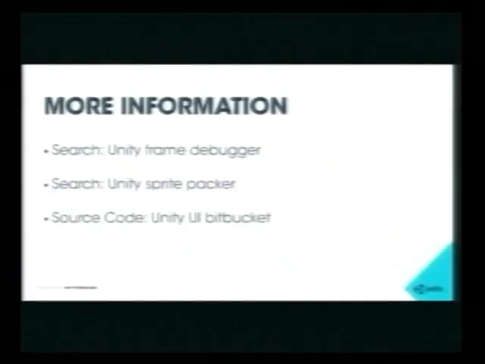So where do you go to get more information about this? If you're interested in learning more about the Unity Frame Debugger or the Unity Sprite Packer, that's extensively documented in the Unity documentation, so search for those in your favorite search engine. If you wish to actually look at the Unity UI source code and see how we've done things for our custom buttons and custom components, we have that available on an open source repository. If you search for Unity UI Bitbucket, you should get access to all of the source code.